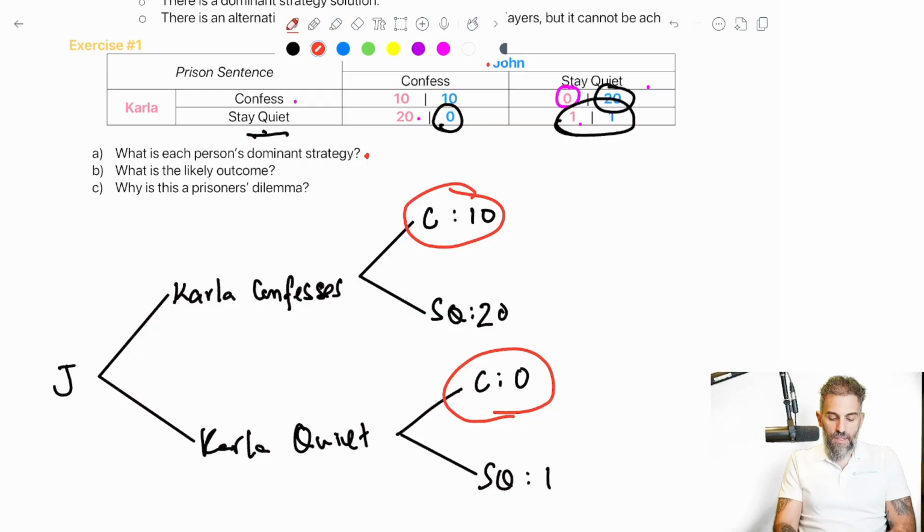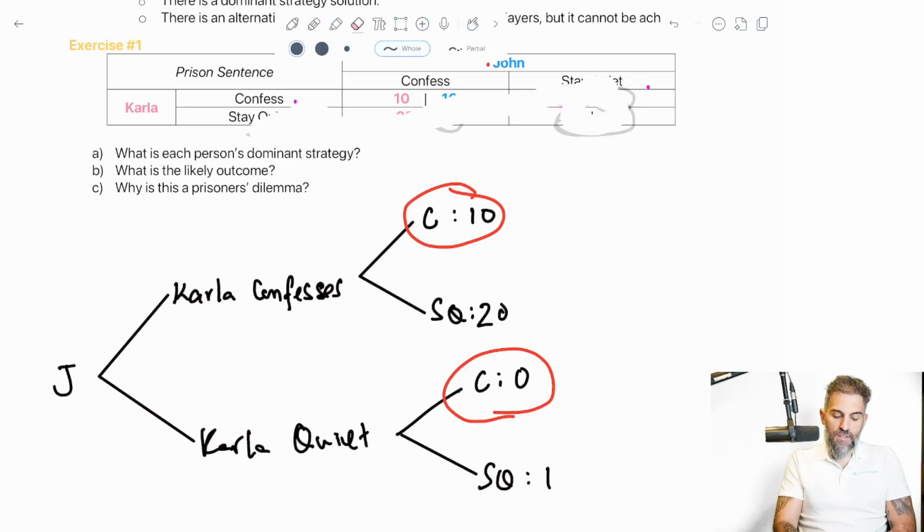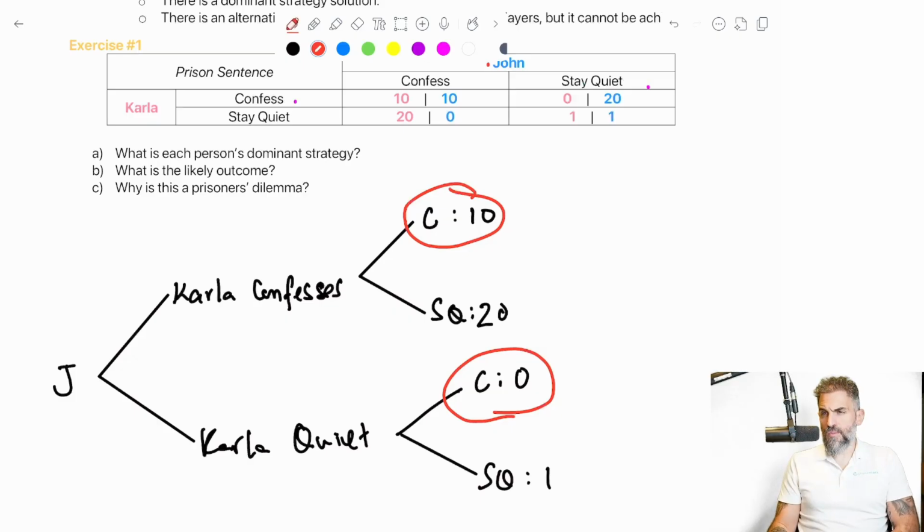So here, each person's dominant strategy is to confess. Is it always the case where they have the same one? No, it depends on the numbers. And so that is how you find the dominant strategy. And we'll do a few more of these as we go.